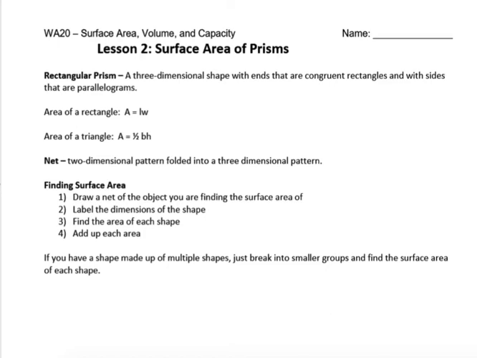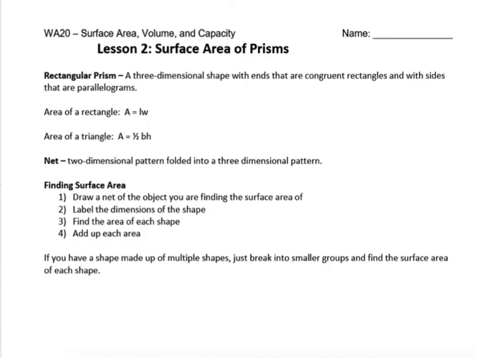On surface area of prisms. A rectangular prism is a three-dimensional shape with ends that are congruent rectangles and sides that are parallelograms. You can also have triangular prisms. In that case, your ends, instead of being congruent rectangles, would be congruent triangles, so they'd be triangles of the same size.